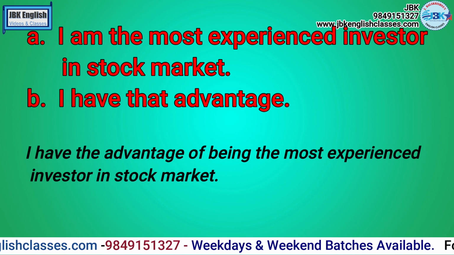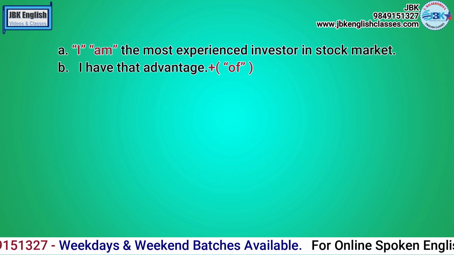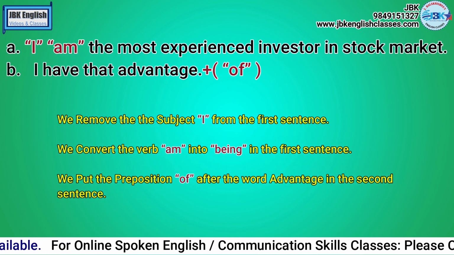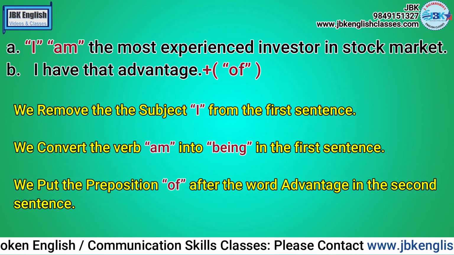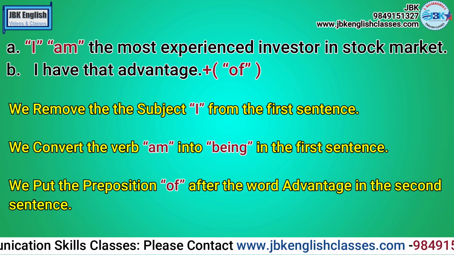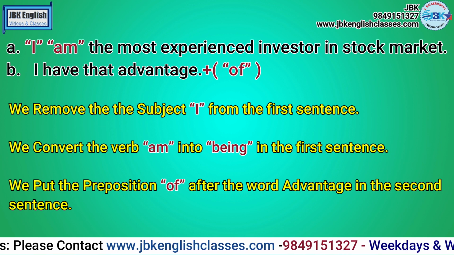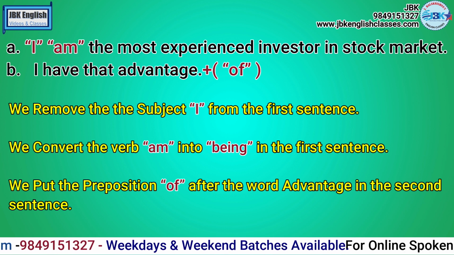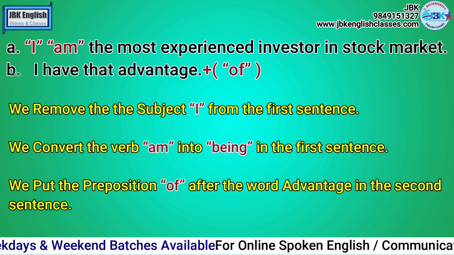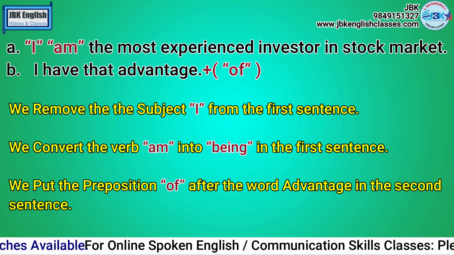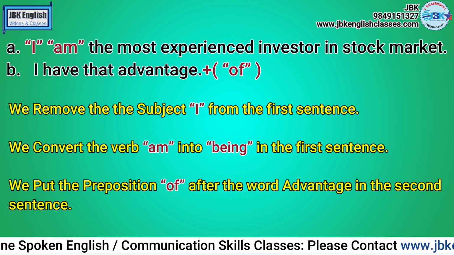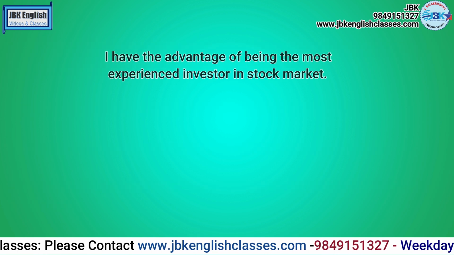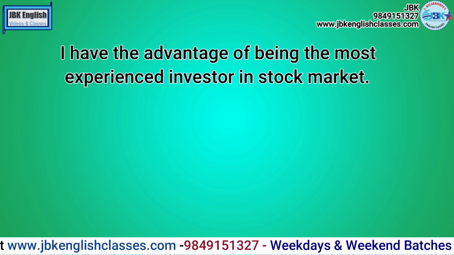How to do that? I am the most experienced investor in stock market. I have the advantage. We remove the subject I from the first sentence. We convert the verb am into being in the first sentence. We put the preposition of after the word advantage in the second sentence. These are the three changes which we make in case of these two sentences. And now the combination of these two sentences is I have the advantage of being the most experienced investor in stock market.